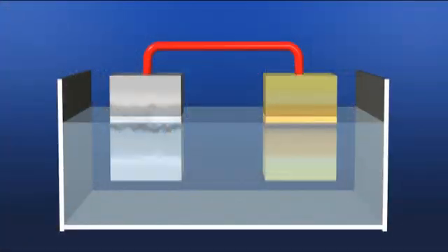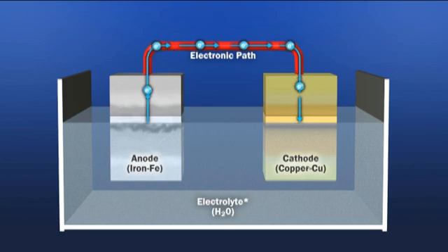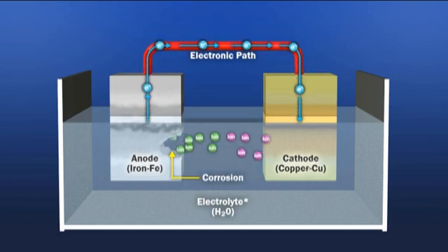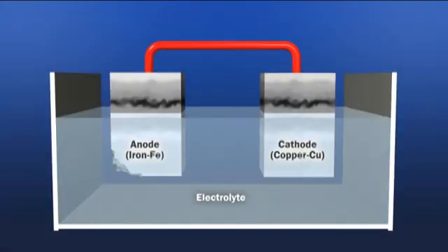A galvanic cell requires an anode, a cathode, an electrolyte, and an electronic path. An electric current is generated where the anode gives up electrons that flow through the electronic path to the cathode. The anode experiences corrosion, while the cathode does not. It's important to note that the flow of electrical current is opposite the direction that electrons are traveling.